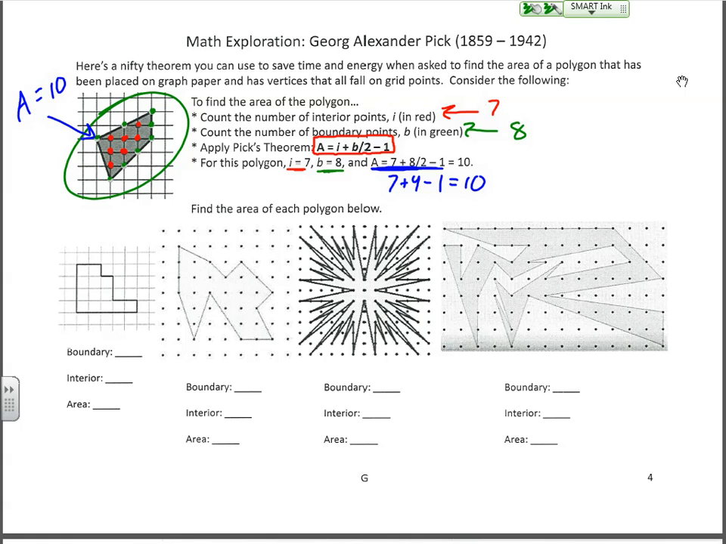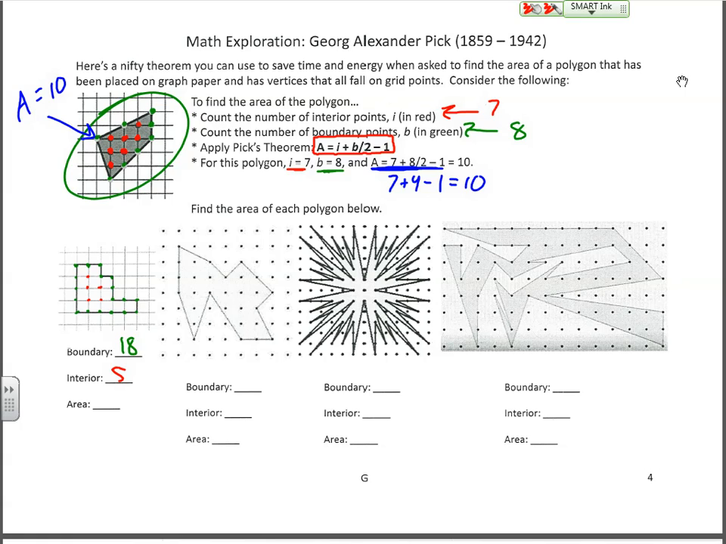Just count up the squares. This is more of a practice thing. Make sure you're doing it right. So the boundary points, we've got 1, 2, 3, 4, 5, 6, 7, 8, 9, 10, 11, 12, 13, 14, 15, 16, 17, and 18. The interior points, we have 1, 2, 3, 4, 5 of them.